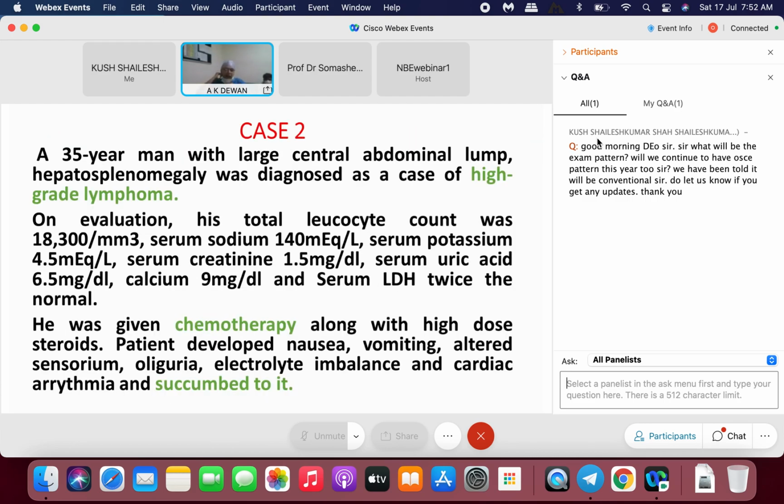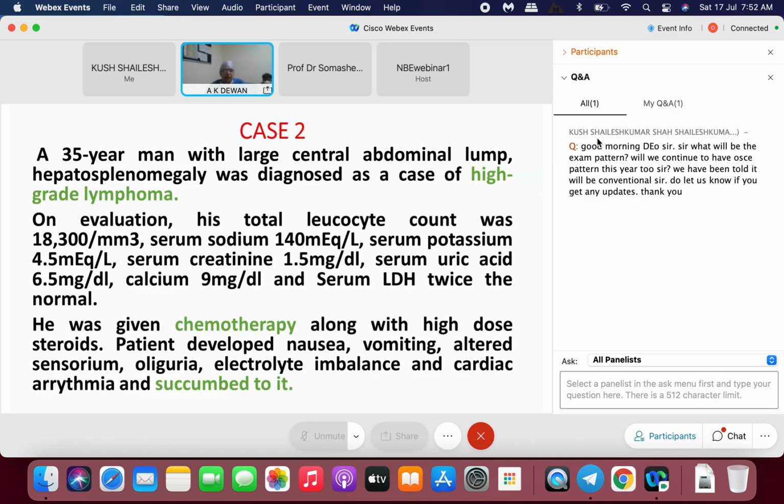So I am giving you the second case scenario. A 35-year man with large central abdominal mass, hepatosplenomegaly, was diagnosed as a case of high-grade lymphoma. Whatever I have written as green needs attention. Okay. So it is a high-grade lymphoma in a 35-year man presenting with a central abdominal lump.